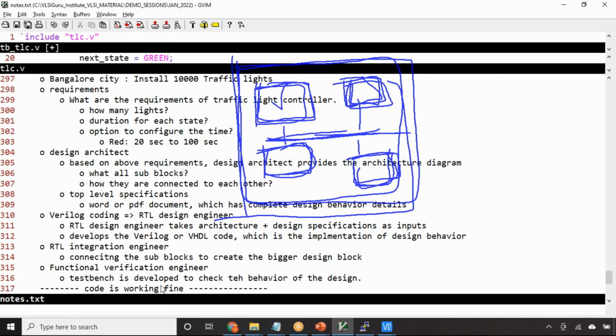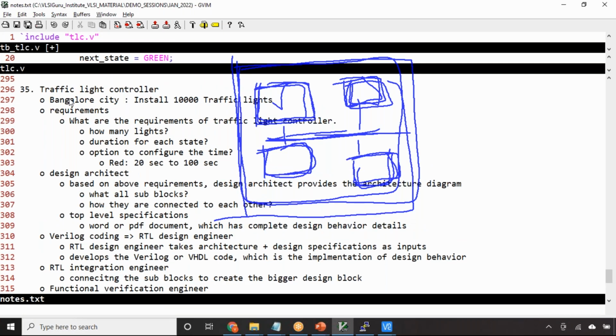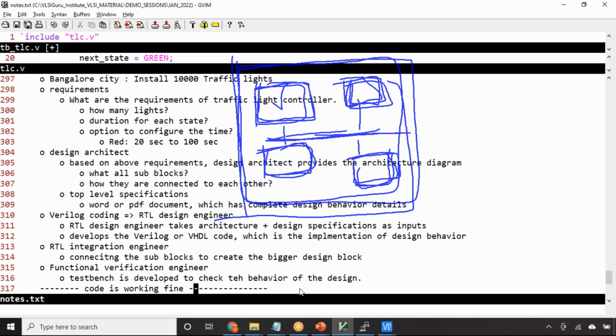Now, coming back to the Bangalore city example, we wanted to install 10,000 traffic lights. Can we give this code and ask them to use it as a traffic light? Whatever code we have developed and integrated, can we give that Verilog code to the Bangalore City Municipal Corporation and tell them to use this as a traffic light controller? It is not possible, right?